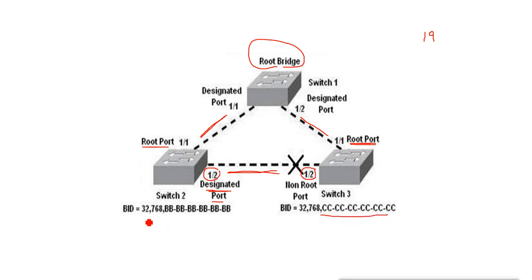They will decide based on MAC address. Whichever switch has the lower MAC address will keep its port running, and the switch with the higher MAC address will have to block the port. In this case, switch 2 has a MAC address of BBBB and switch 3 has a MAC address of CCCC. Now which one is lower?